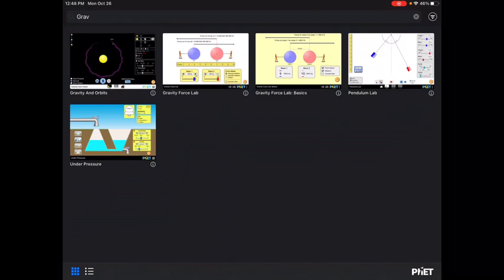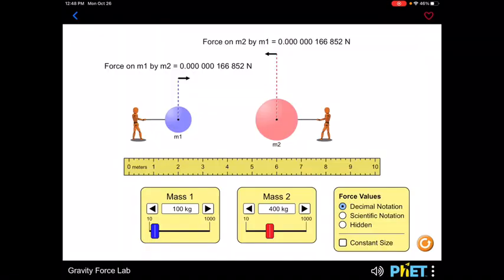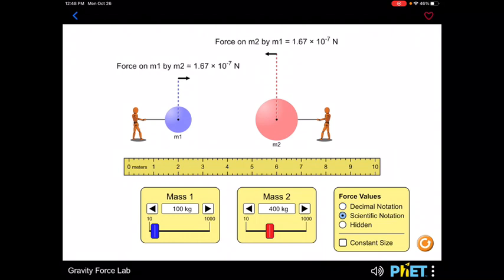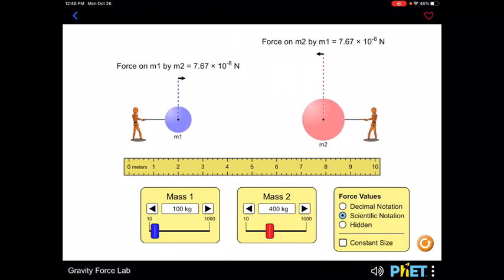All right, so once you're in PhET, we're going to use the same simulation that we used last time, and that's the gravity force lab, the one with the white background. So let's get in there. And we need to make some changes to the default settings. So again, we're going to click on scientific notation in the lower right. And then this also says to move M2 so its center lines up with the 8 meter mark on the ruler. So we're going to keep M1 at 2 meters and we're going to keep M2 at 8 meters. And they're going to stay there for all of the trials.